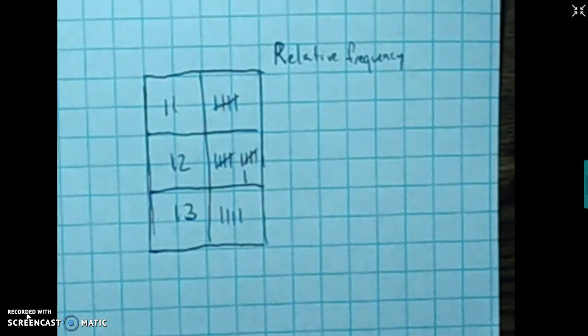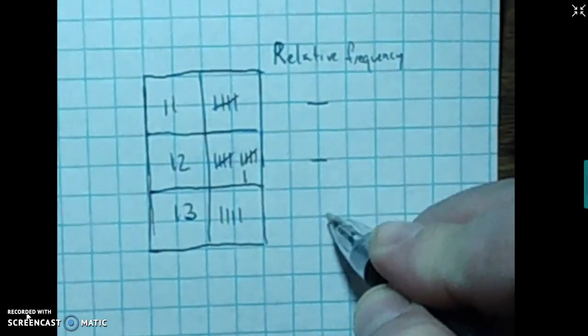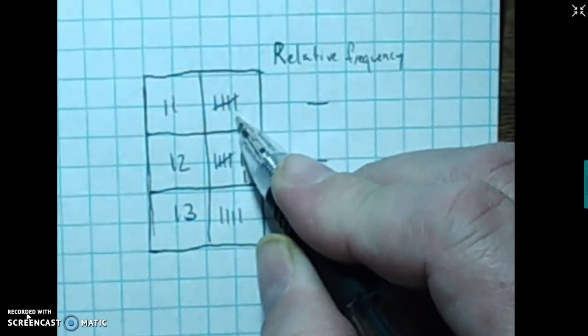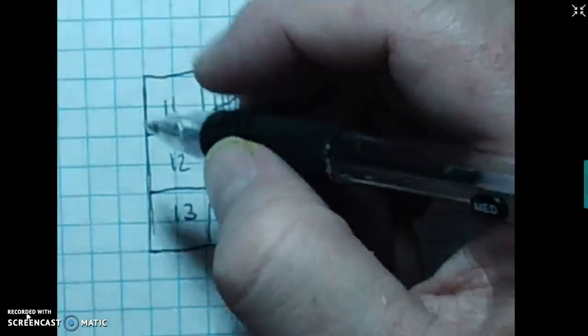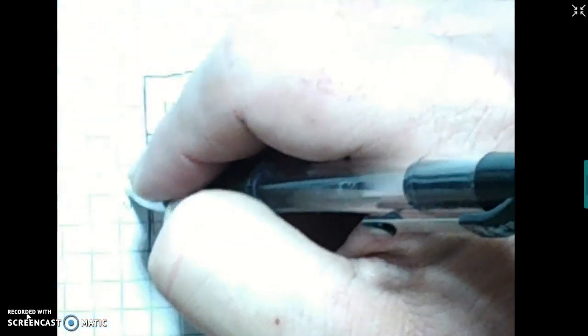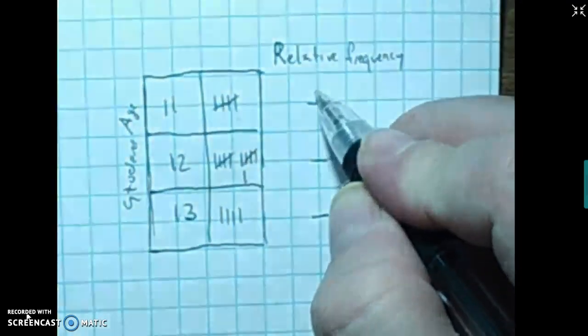Relative frequency, everybody needs to pay attention. Relative frequency generally means the fraction that goes with it. Okay, so what I need to know is, if I'm making a fraction here, what's my part for 11 years old? This is the age of students, by the way. I forgot to write that down. The part would be 5.